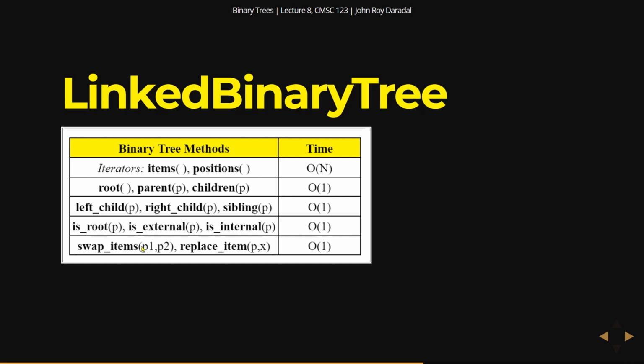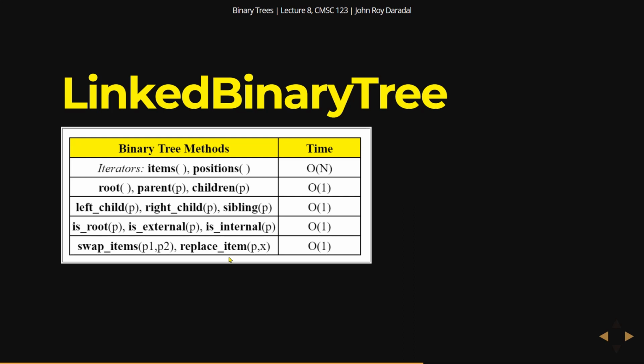Okay, and then for swap items, you just simply get the items of the 2 BT nodes and then just swap them. And then for replace, you can also simply update the item because BT node also has the set element.